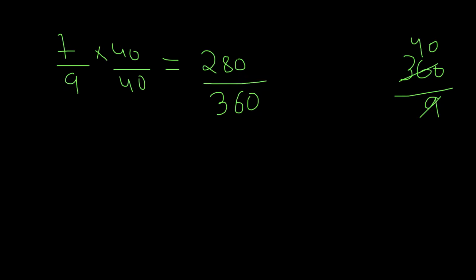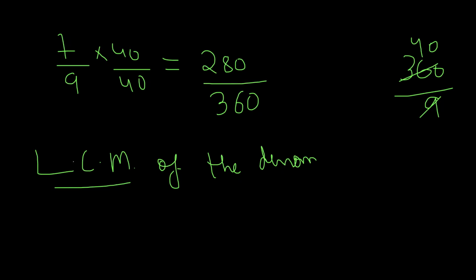So if you want to convert unlike fractions into a set of like fractions, what will you do? Firstly, you will find the LCM of all the denominators, and then you will find a number which you multiply to the denominator to give you the LCM as the denominator, and you will similarly multiply the same number to the numerator.